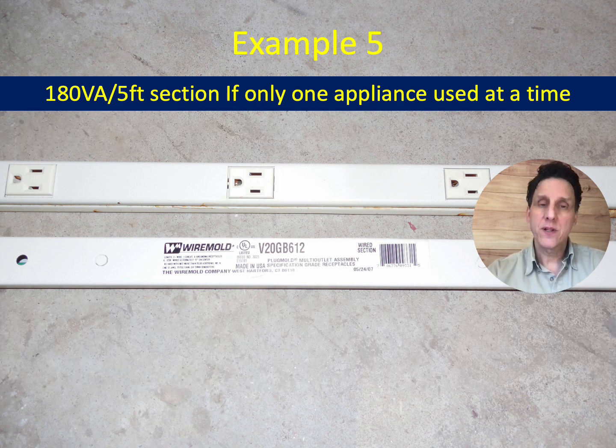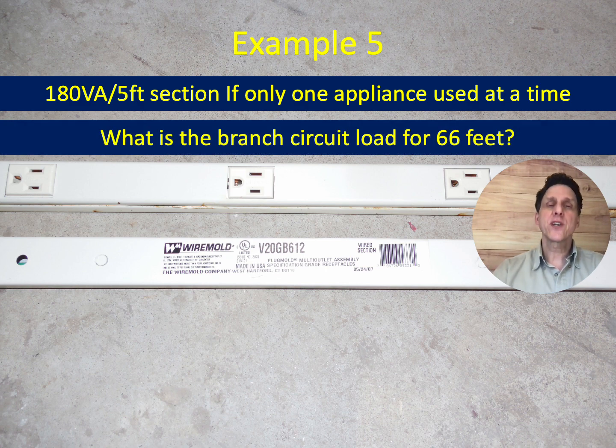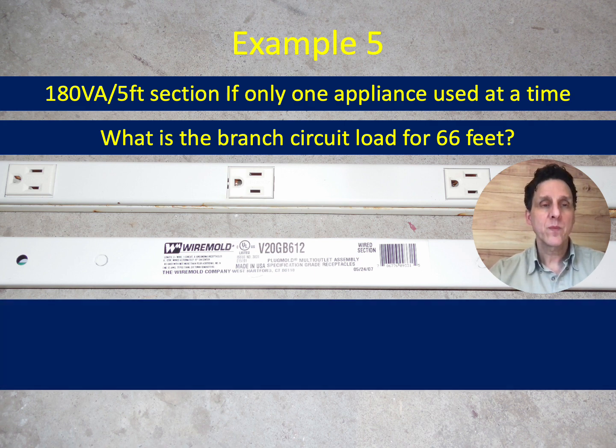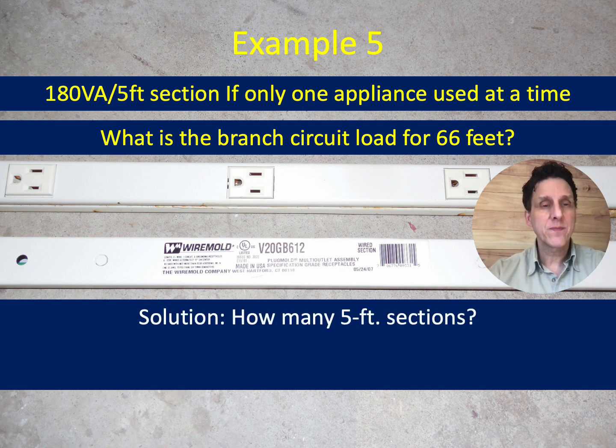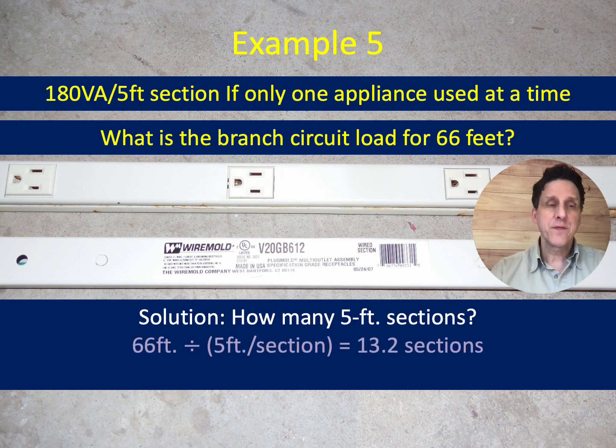Still sticking with only one appliance being used at a time. What's the branch circuit load for 66 feet of this multi-outlet assembly? Here's the solution. Again, before I put it up, if you want to pause the video, you can try to do the math and then restart the video. First, you want to figure out how many 5-foot sections we have, right? Each one of those is 180 volt amps per section, or fraction thereof. 66 feet divided by 5 feet per section, that's 13.2 sections.